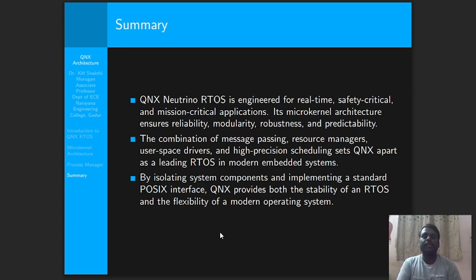So this is the summary of this presentation. QNX RTOS is engineered for real-time, safety-critical and mission-critical applications, and its microkernel architecture ensures reliability, modularity, robustness, and predictability. The combination of message passing, resource managers, user space drivers, and high-precision scheduling sets QNX apart as a leading RTOS in modern embedded systems. And this is the last point, which is very important. By isolating system components and implementing a standard POSIX interface, QNX provides both the stability of an RTOS and the flexibility of a modern operating system.